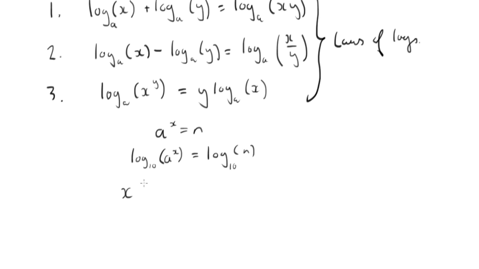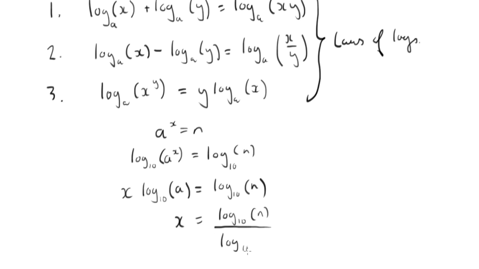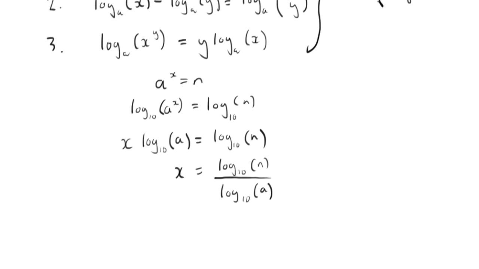Using the third law of logarithms, the left-hand side will give me, if I take the x outside the log and multiply, x log 10 of a is equal to log to the base 10 of n. I want to solve for x, and at the moment x is being multiplied by log to the base 10 of a, so if I divide throughout by log to the base 10 of a, I end up with x equals log n divided by log to the base 10 of a. And this will allow us to calculate logarithms to any base.